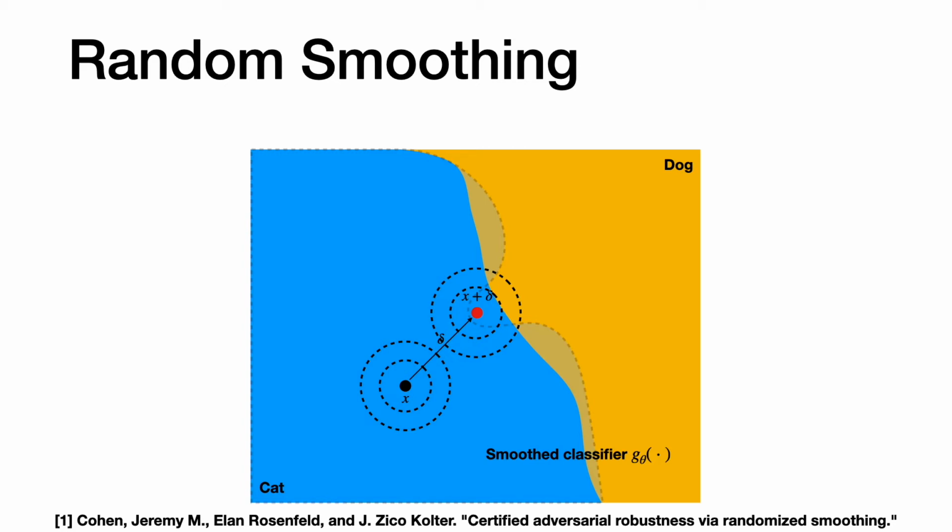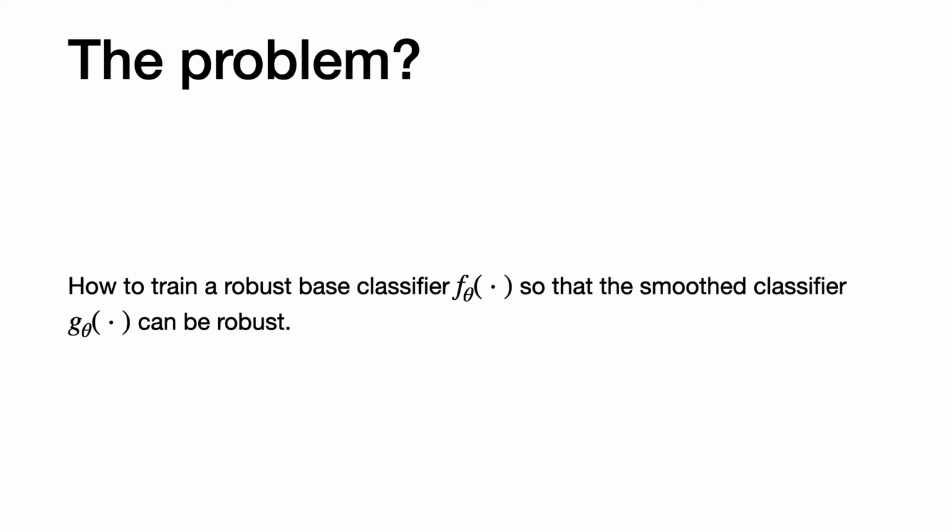Cohen and colleagues in a paper at ICML last year studied this problem and provided theoretical guarantees that within some L2 norm ball, there cannot exist any adversarial samples for the smoothed classifier. This idea only gives us a way to generate a robust smoothed classifier when given a pre-trained base classifier, but the proposed ideas do not directly train a robust base classifier.